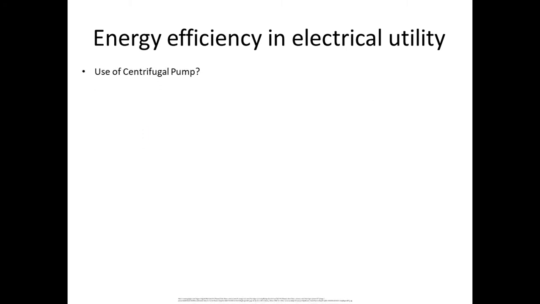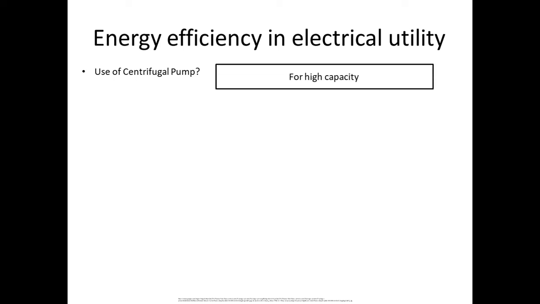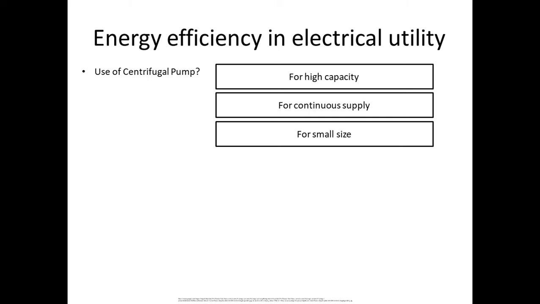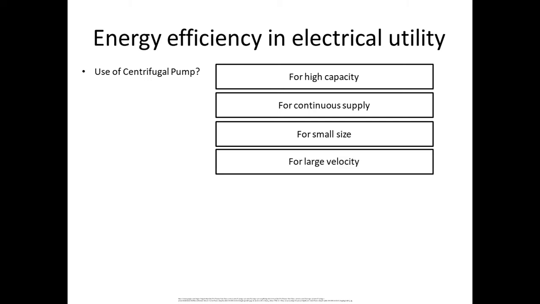If we talk about the utilization of the centrifugal pump, generally this type of pump is used for high capacity, high discharge, or a higher quantity of fluid. If a continuous supply of water or any liquid is needed, then this type of pump is preferred. It is also available in small sizes. If a very high fluid velocity is required, then this type of pump is preferred. It is also utilized for supplying water in boilers.